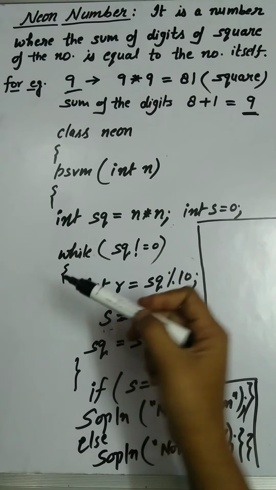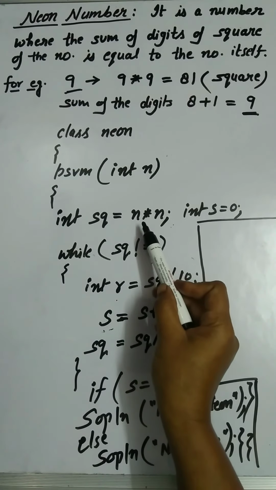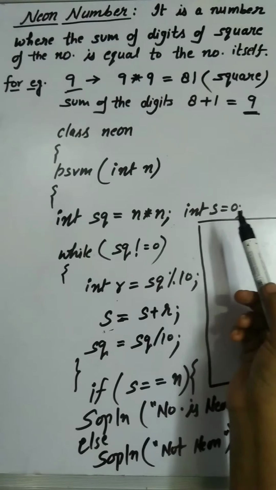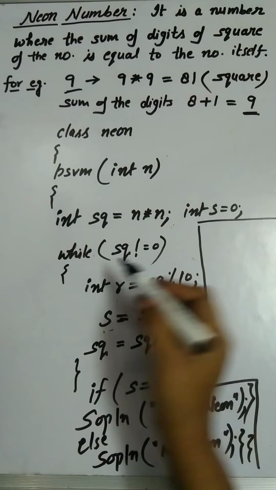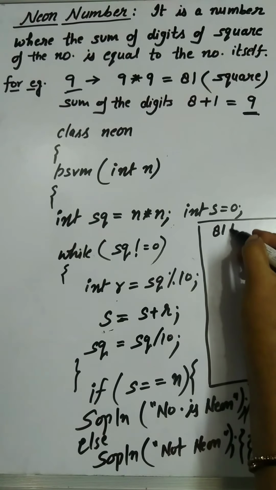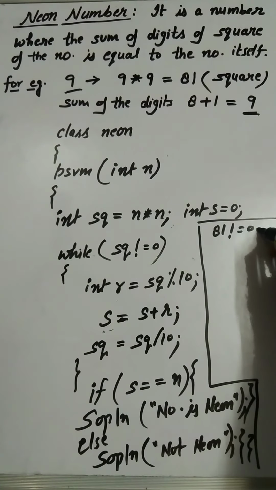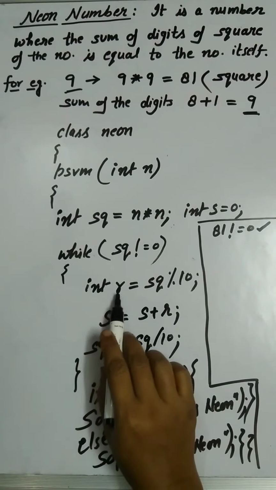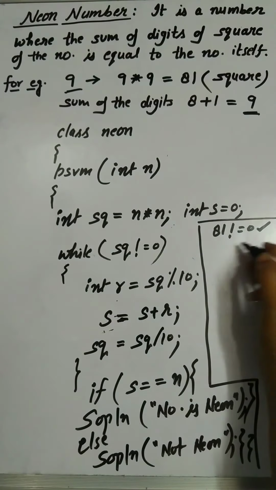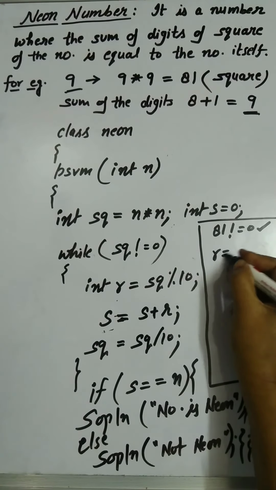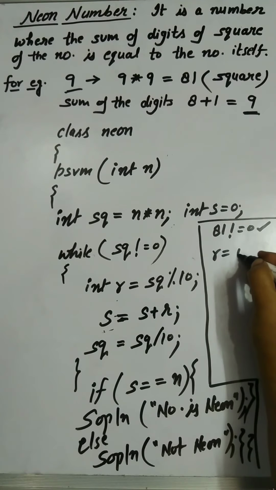Here, suppose we are taking N value as 9. So SQ value is equal to 9 into 9, 81. Okay. Here 81 is not equal to 0. This condition is true. Control comes inside the loop. Here R is equal to SQ mod 10. SQ value is 81.